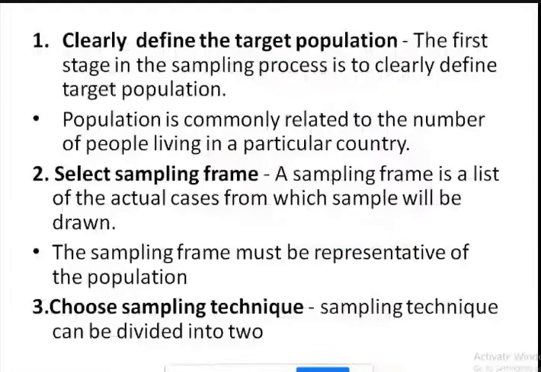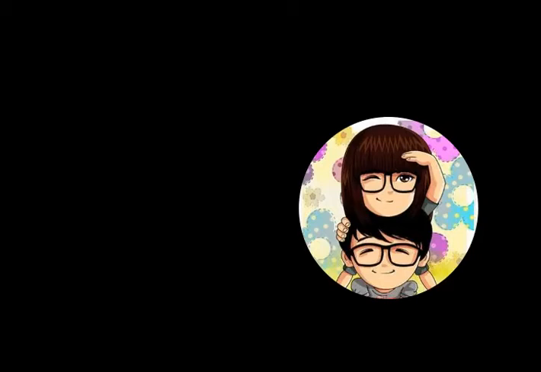We already said that the first stage in the sampling process is to clearly define the target population. Second step is to select a sampling frame, which is a list of actual cases from which the sample will be drawn. For example, if we are considering taking a sample of couples in a society, each and every one of them is listed in the sampling frame. The sampling frame must be representative of the population.